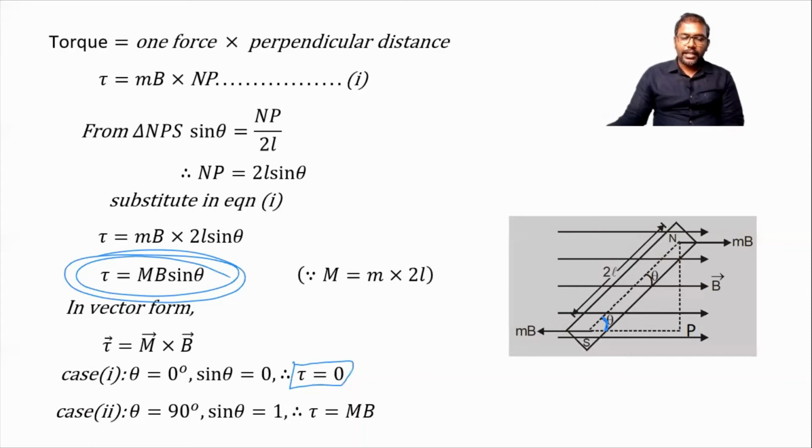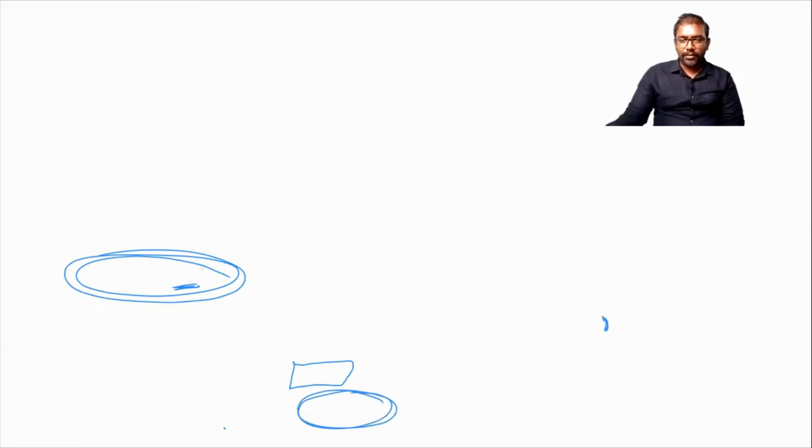Now the second case: theta is equal to 90, which means the magnet axis is perpendicular to the direction of the magnetic field. Then sine 90 is 1, and so we get torque equal to MB, and a maximum torque is acting on this dipole.